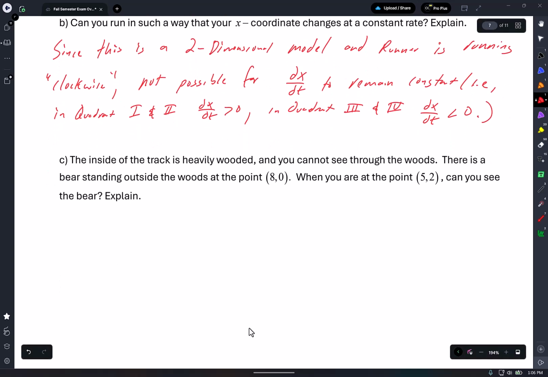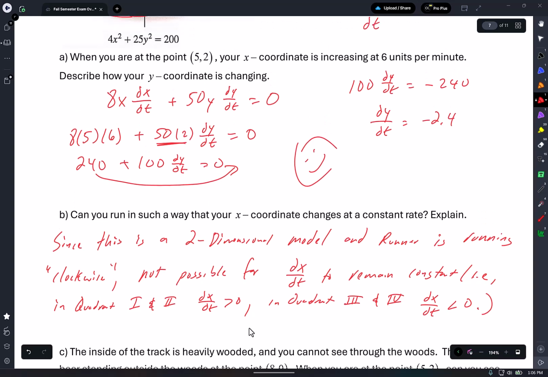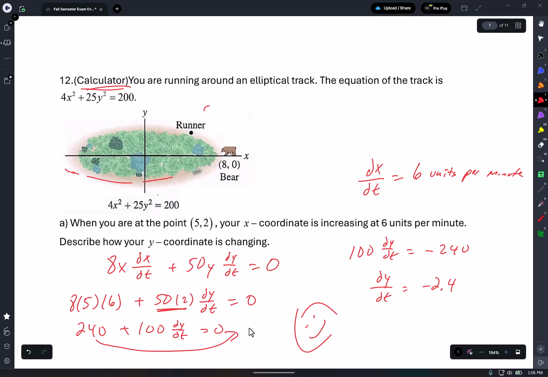All right. The inside of the track is heavily wooded and you cannot see through the woods. There is a bear standing outside the woods at the point (8, 0). When you're at the point (5, 2), can you see the bear? Explain. All right, so the route that I wanted you guys to do is to use a tangent line and see where that tangent line crosses the x-axis. So think about it, guys.